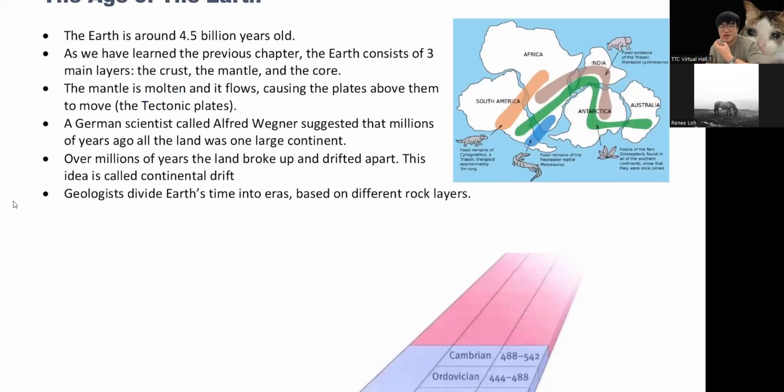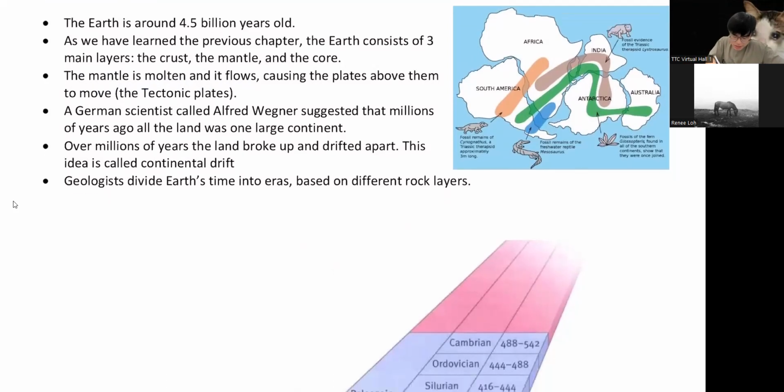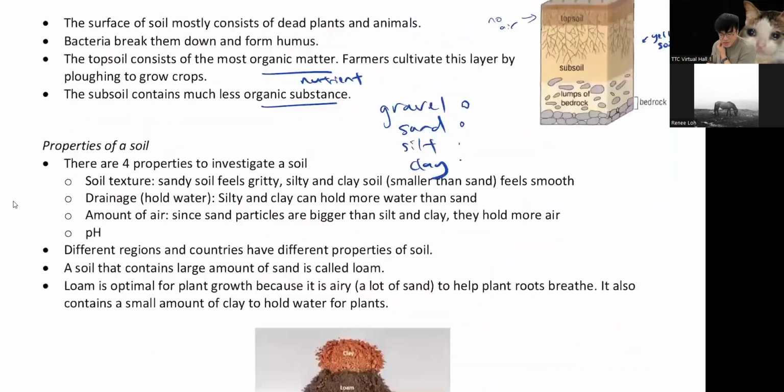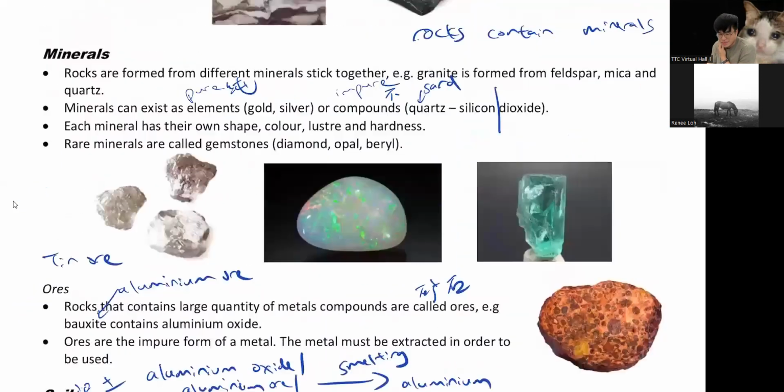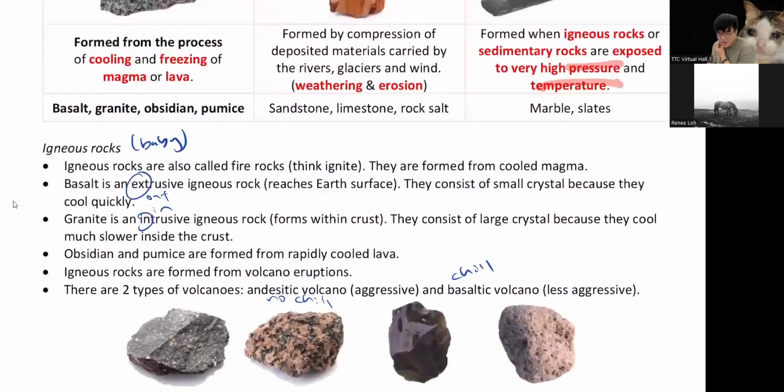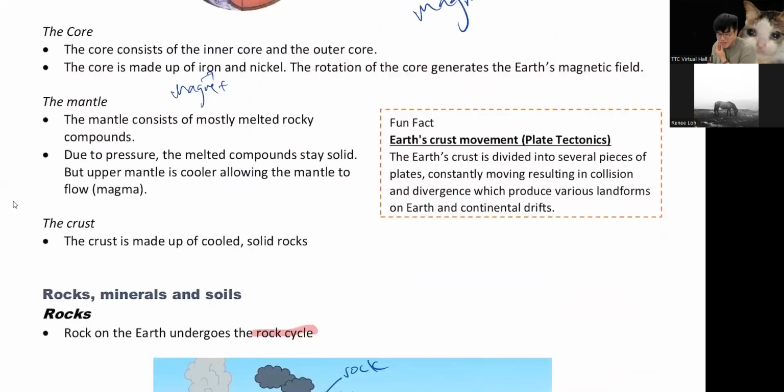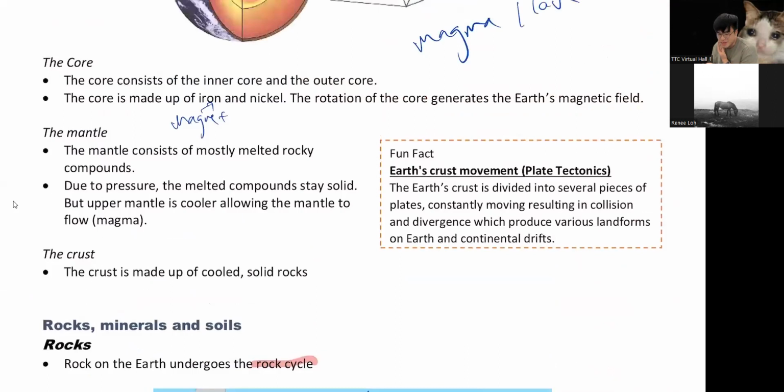The mantle is actually molten. Molten means something like liquid, and it flows. The magma in the mantle flows, causing the plate above to move. I've explained this concept before: this is called the tectonic plate. This part is called the tectonic plate, the plate tectonic.